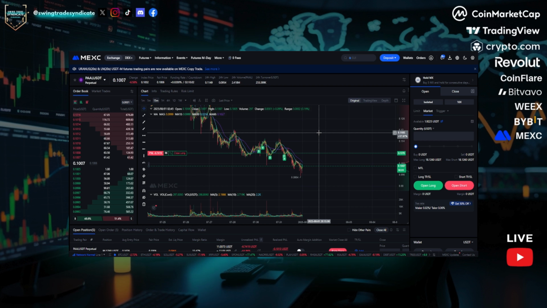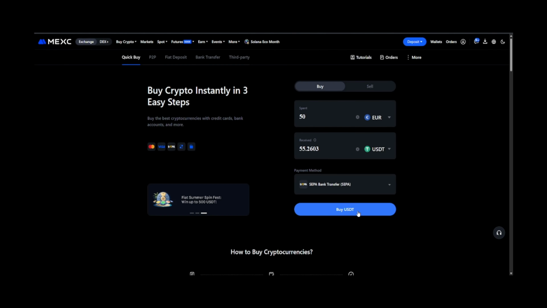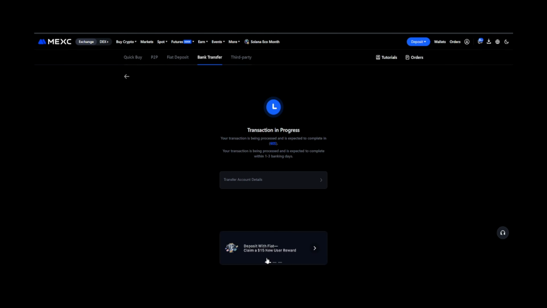I'm going to deposit another 50 euros to purchase more PAAL AI. The price has fallen quite a bit, but this is a great chance to accumulate more for our portfolio. So that's the plan for today, August 1st. I'm going to make the transfer now. I'll be buying USDT first, and I'll be right back.